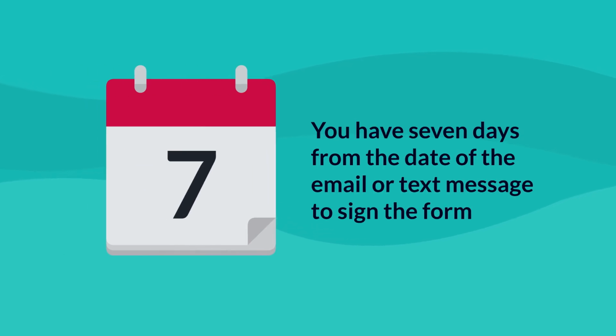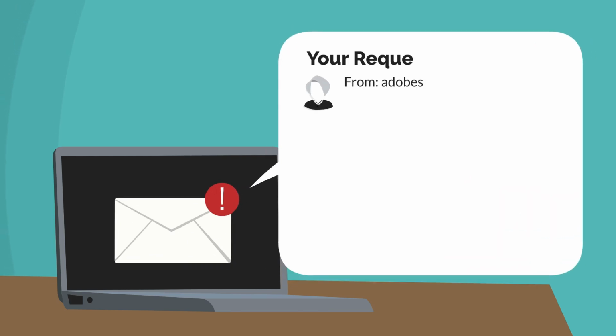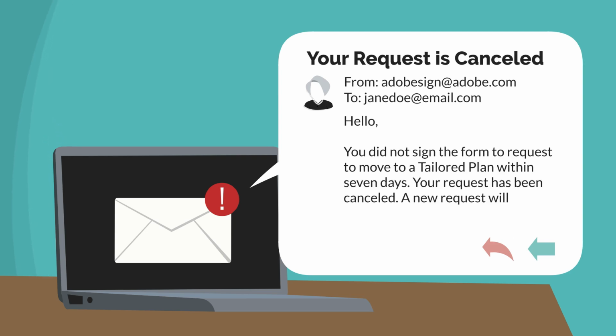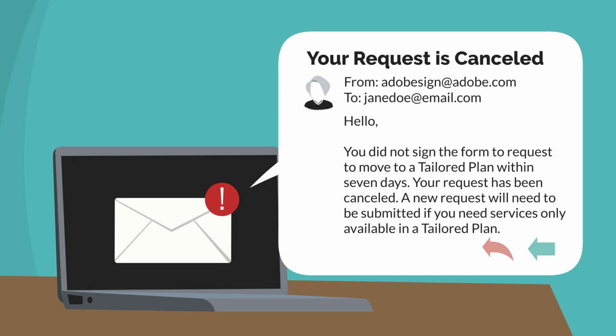A calendar with the number 7. You will have 7 days from the date of the email or text message to sign the form. A laptop displays an envelope and a pop-up email about the request to move being cancelled. If you don't sign and submit the form by the 7th day, your request will be cancelled. A new request will need to be submitted if you still need services only available in a tailored plan.